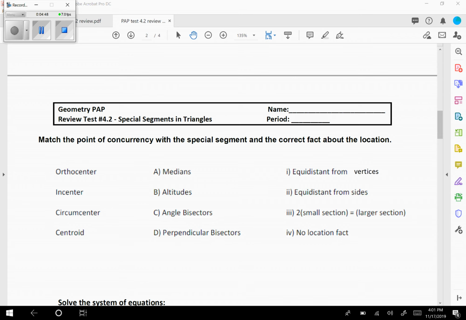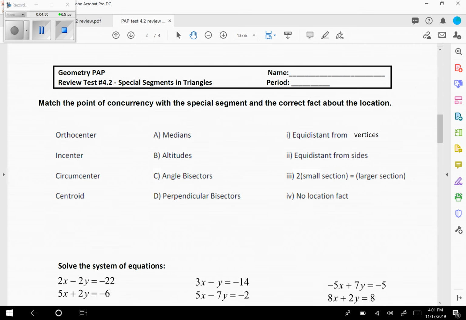Okay, our next section says match the point of concurrency with the special segment and the correct fact about the location. All right, so the first thing, orthocenter. The orthocenter is made by the intersection of the altitudes. So I guess we'll do the letter and then the numbers over here. So B. The incenter is made by the angle bisector, so C. The circumcenter is made by the perpendicular bisector, so D. And then the centroid is made by the medians, so A.